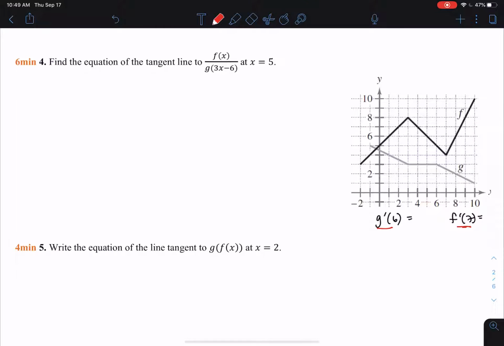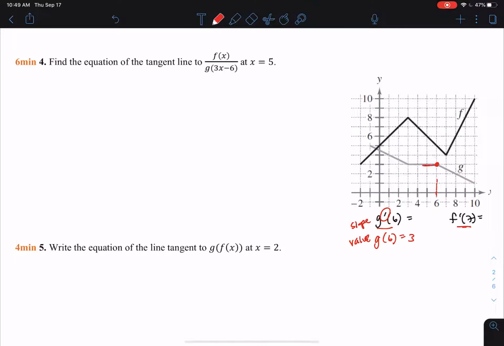If I have g prime of 6 and you're asked to find that, look at where 6 is. And if I said find g of 6, that would be the value. The answer to that would simply be the height of the graph, which is 3. But if I want g prime of 6, that's indicating the derivative, aka the slope. And notice that at this point, you have two different slopes.